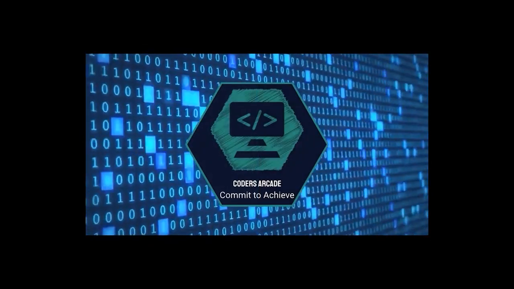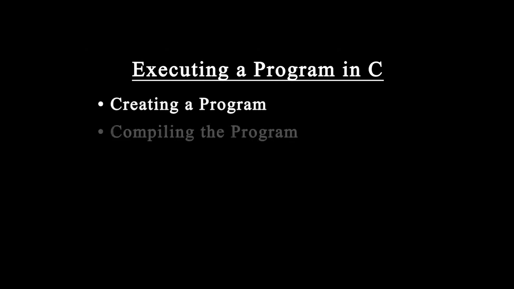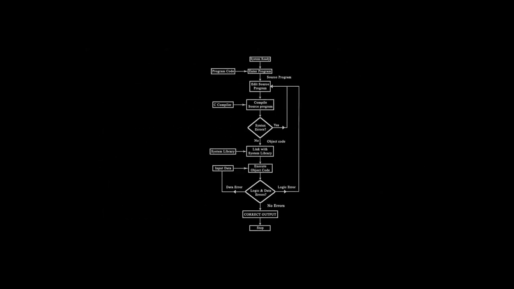Hey guys, so in this video we will be talking about our next topic, which is executing a program. I'll tell you step by step how the C program is executed. Executing a program written in C involves a series of steps which includes creating the program, compiling the program, linking the program with the functions that are needed from the C library, and then finally executing the program. I'll illustrate the process of creating, compiling and executing a C program with the help of a flowchart.